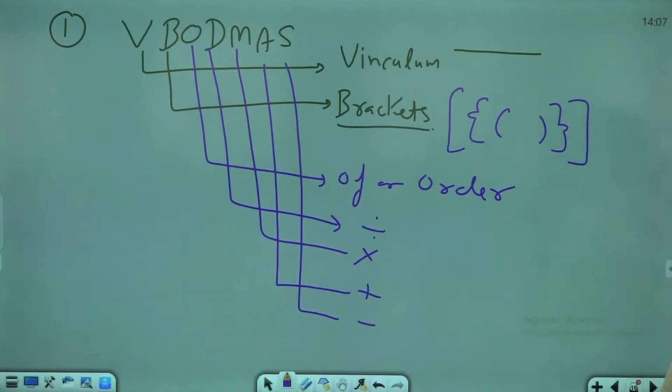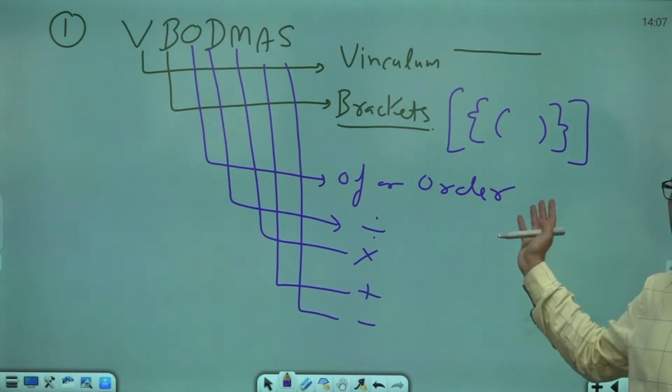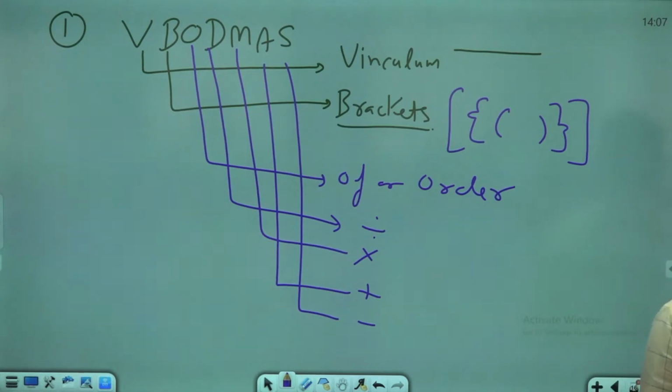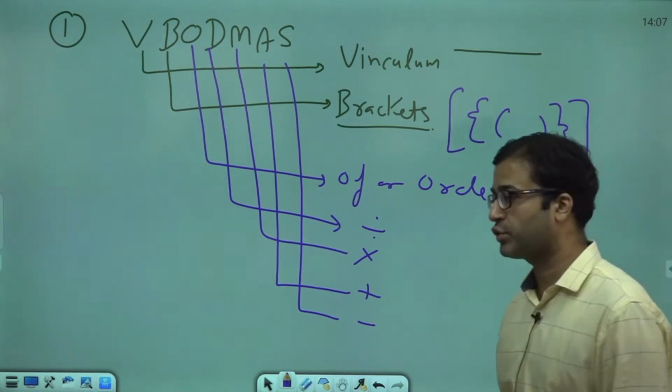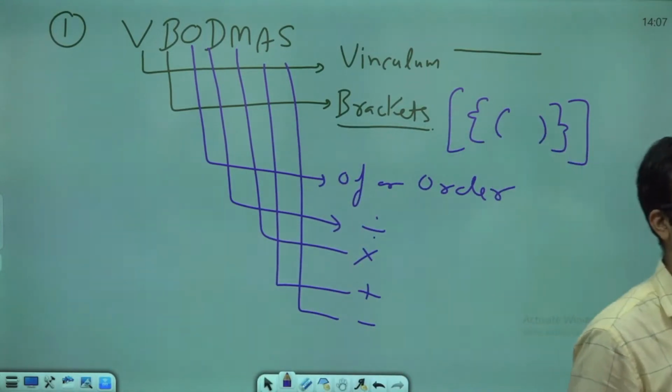Now what is the use of this? We will have calculations. I have seen students who do left to right, right to left, and we get different answers. But then mathematicians made this rule, V BODMAS. For our calculation we have to follow this so that all of us will get the same answer.